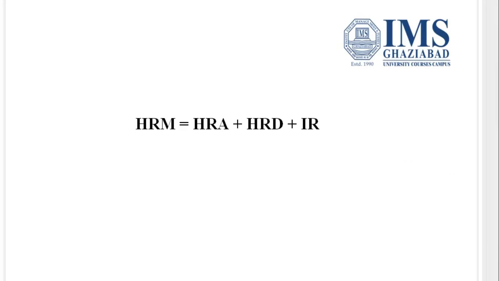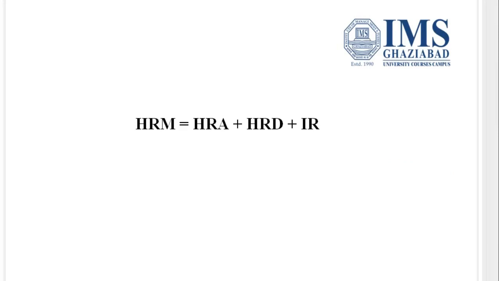The human resource administrative function gives stability to the organization, whereas HRD, that is human resource development, gives growth to the organization by developing the knowledge, skill, and ability of the people. And industrial relations ensures peace because it leads to grievance handling, discipline, and conflict management within the organization. So it is apparent from this equation that human resource management is made up of HRA, HRD and IR. Both HRA and IR are the tangible part of an organization, whereas human resource development is an intangible part of the organization which provides growth to the organization.